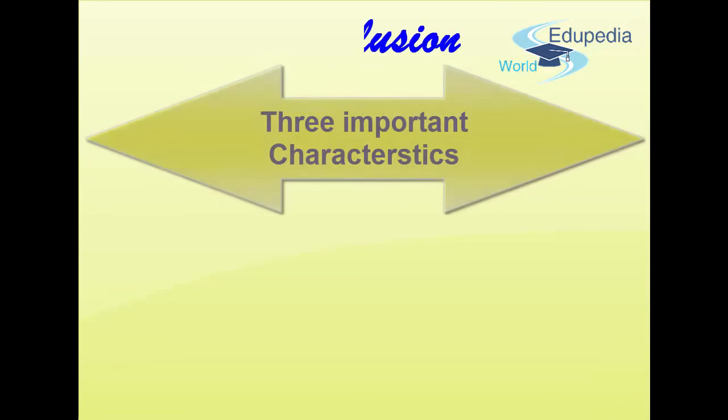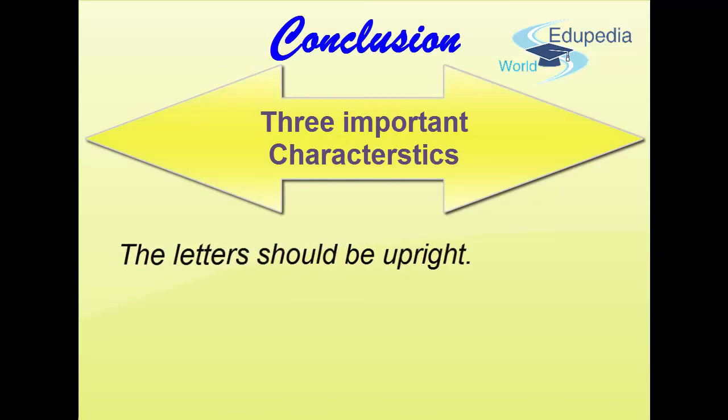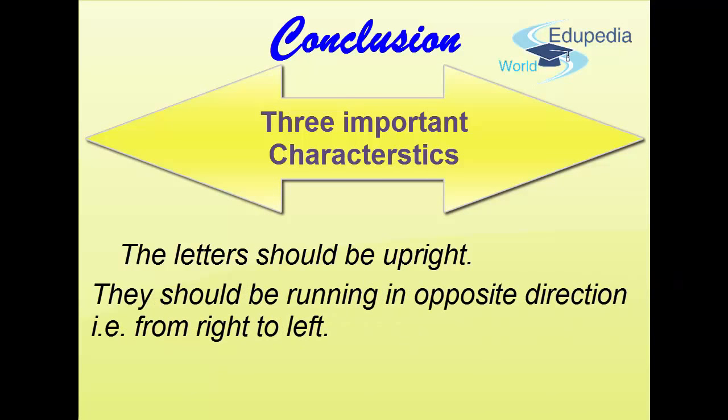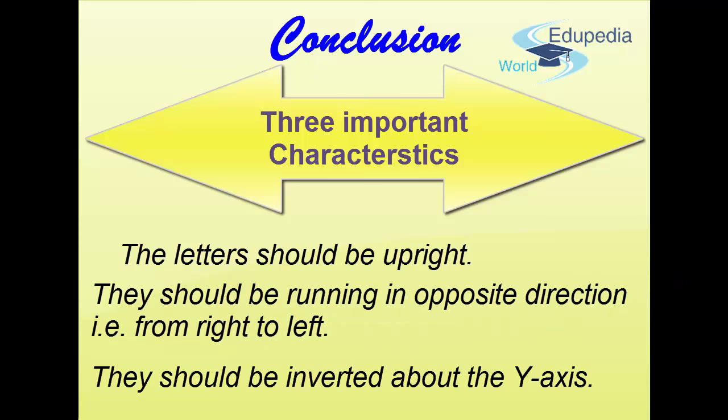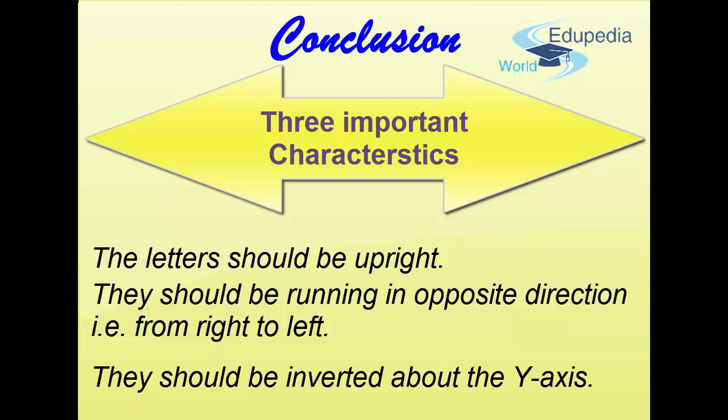There's nothing difficult with mirror images. Just keep the 3 characteristics in mind, that is the letters should be upright, they should be running in the opposite direction from right to left, and they should be inverted about the y-axis. Once you check all the options for these conditions, you will eliminate every option except 1, and that one option which satisfies all the 3 criteria will be your correct answer.